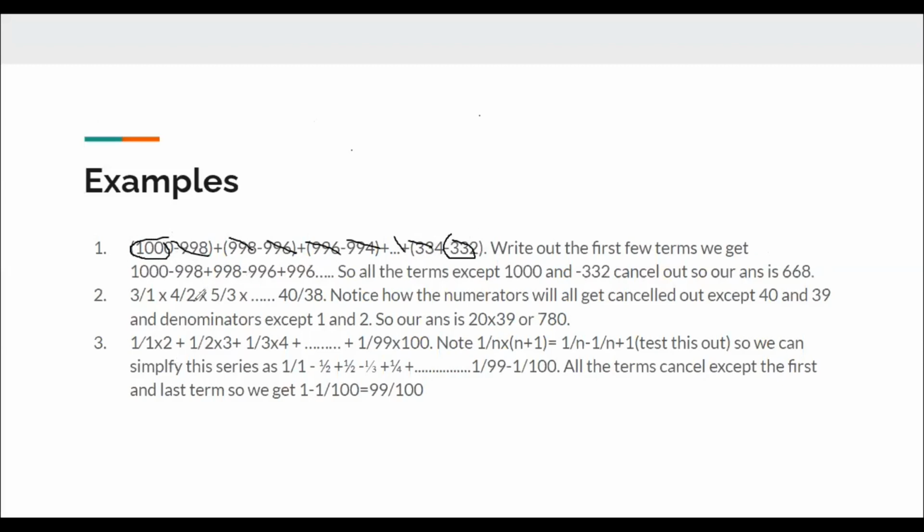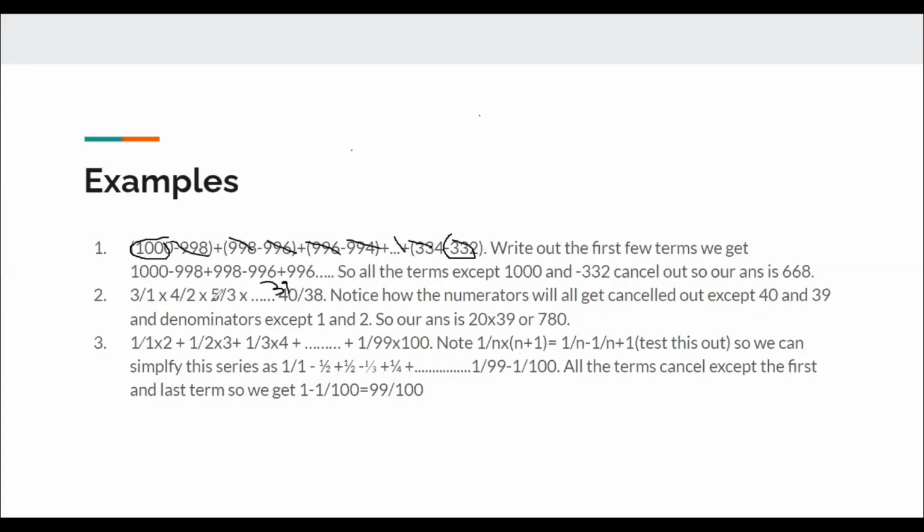Here's another one, 3 over 1 times 4 over 2 times 5 over 3 all the way to 40 over 38. You notice that the last two numerators won't cancel because the denominators only go up to 38. So 39 and 40 won't cancel.